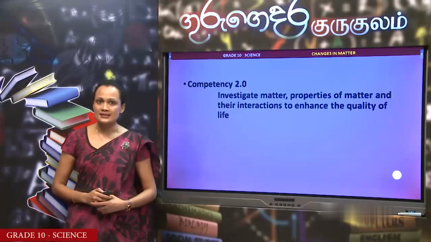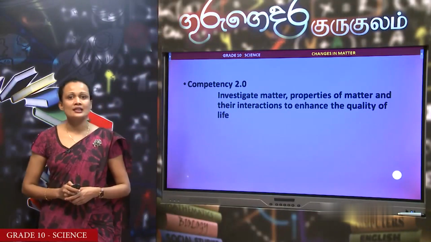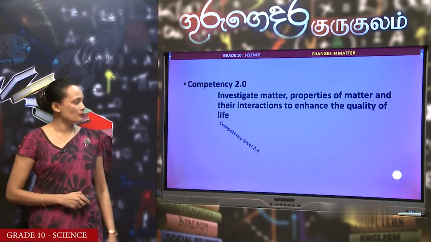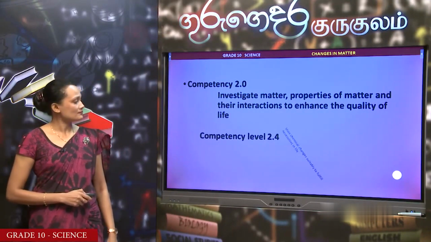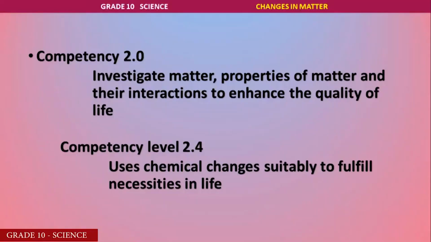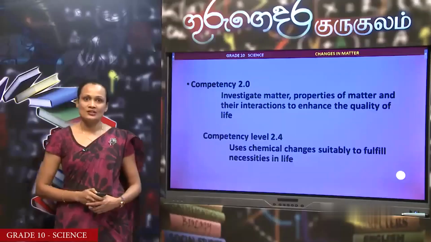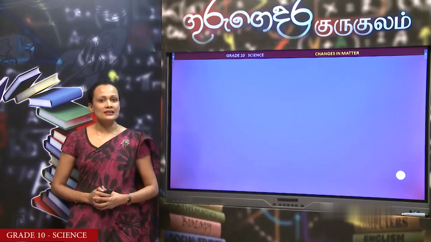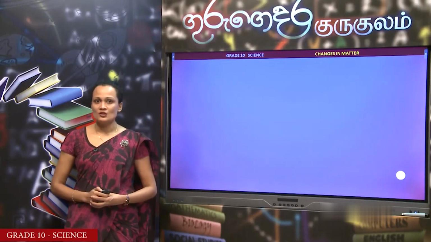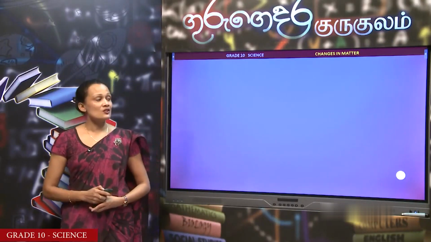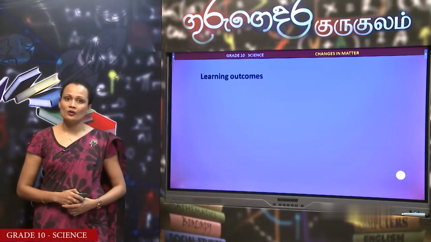Under that competency, you are going to complete competency level 2.4. That is, uses chemical changes suitable to fulfill necessities in life. Then if we consider that lesson, there are some learning outcomes. So let's see what those learning outcomes are.